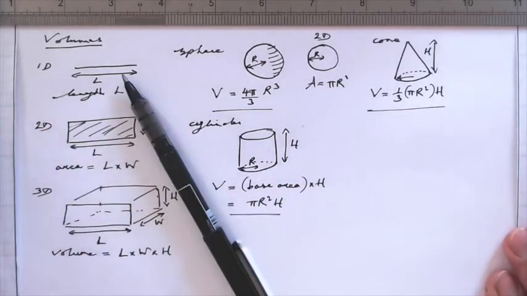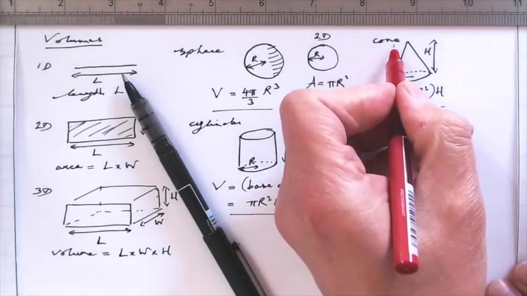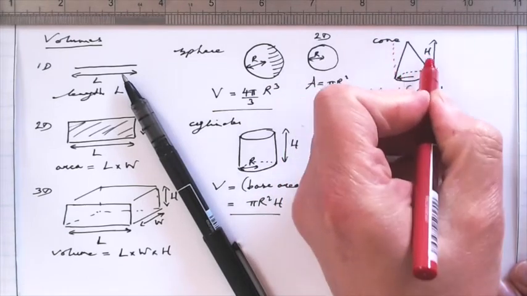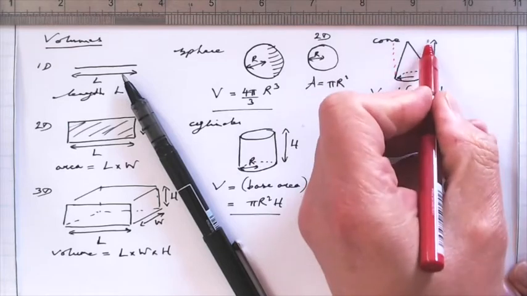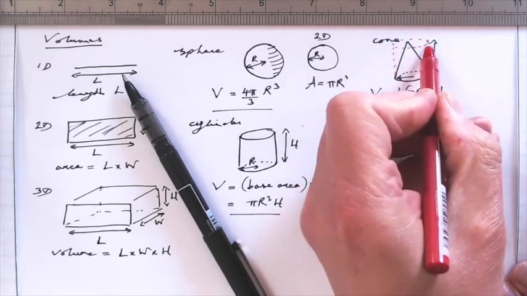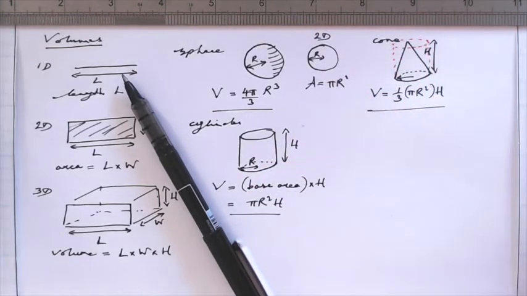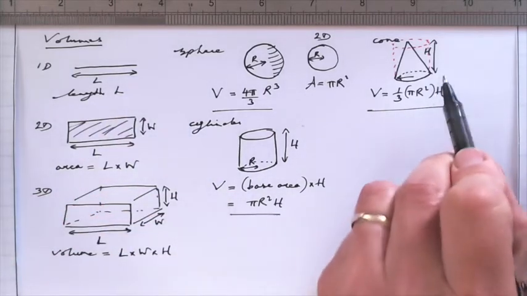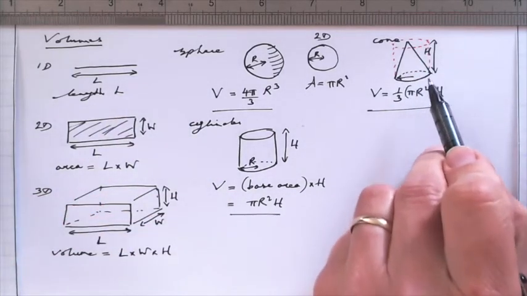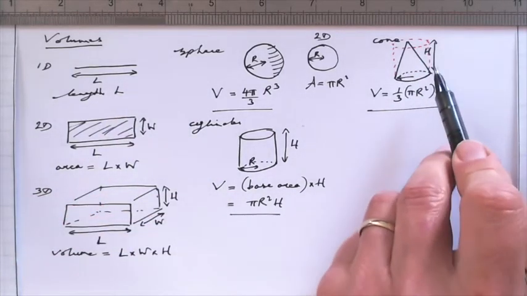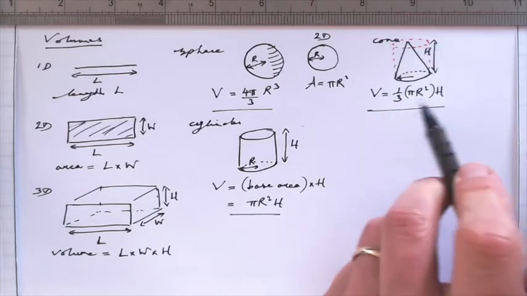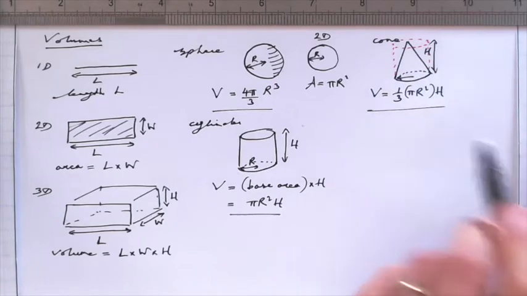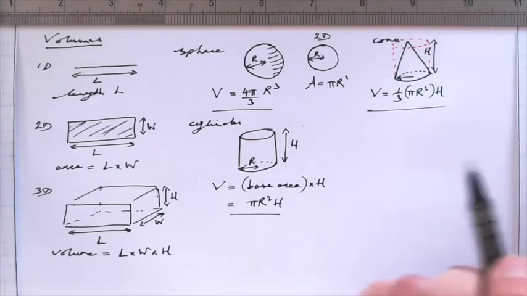And that's really quite an interesting formula, because we could imagine that this cone is embedded in a cylinder with the same height and the same base radius. And what this formula indicates is that the volume of a cone is exactly 1/3 the volume of its enclosing cylinder. And that's true actually for any shaped base.